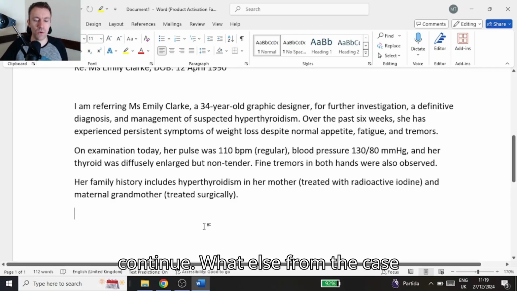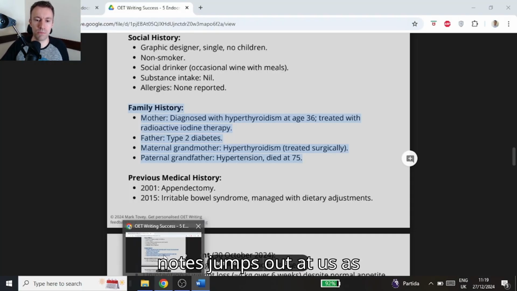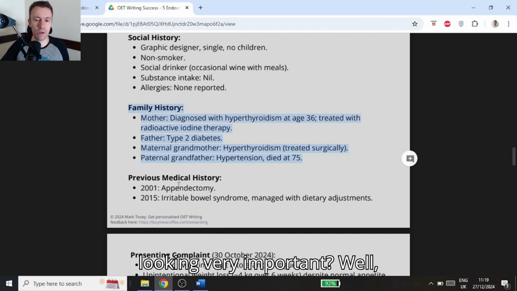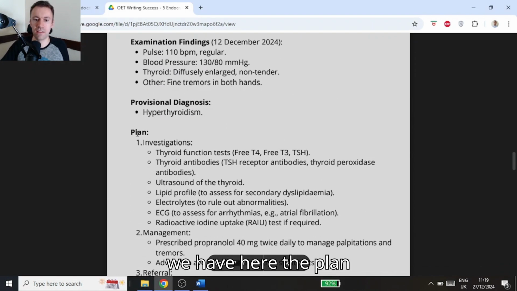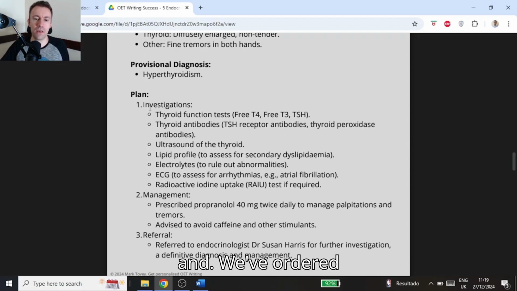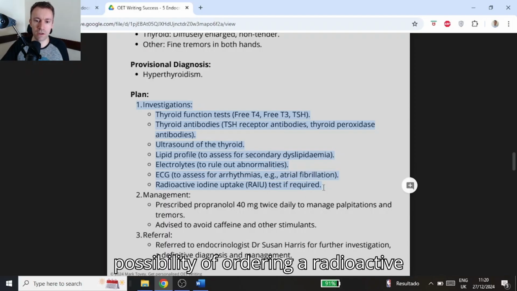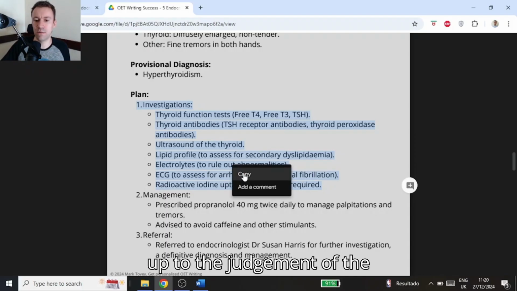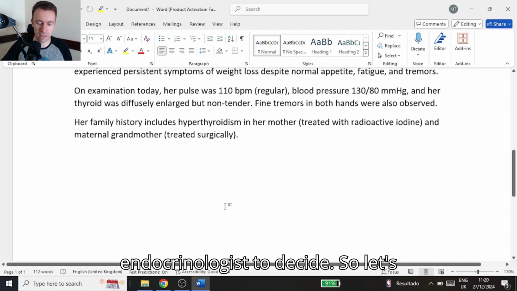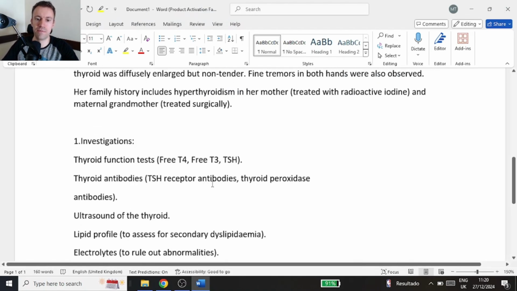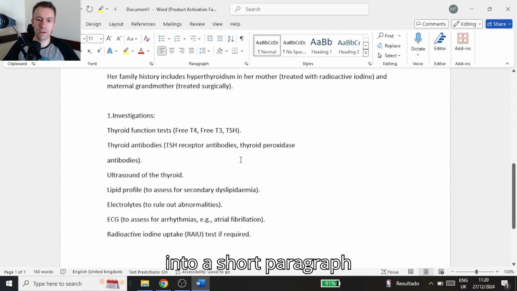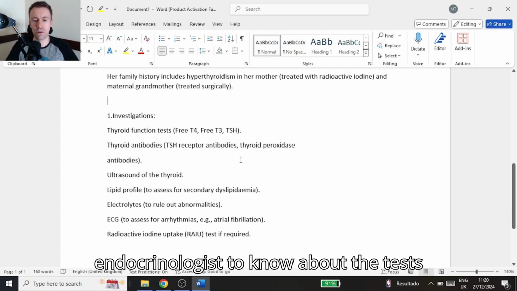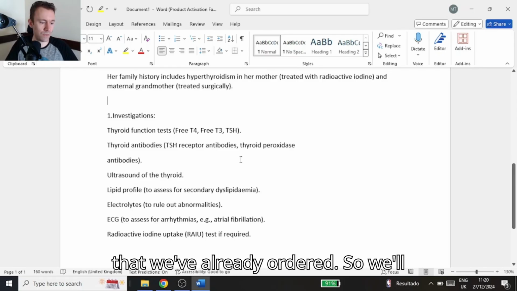So let's continue. What else from the case notes jumps out at us as looking very important? Well, we have here the plan, and we've ordered various investigations. We've also put the possibility of ordering a radioactive iodine uptake test, although it says if required, so we're leaving that up to the judgment of the endocrinologist to decide. So let's write up this information into a short paragraph because clearly it's important for the endocrinologist to know about the tests that we've already ordered.